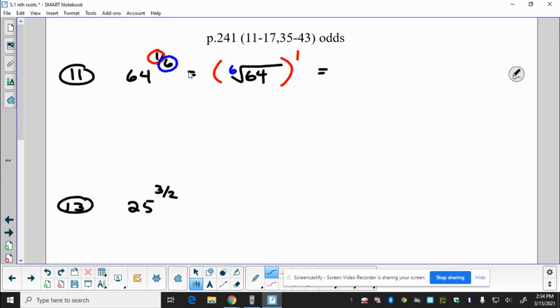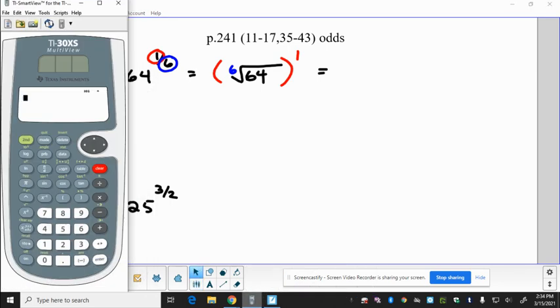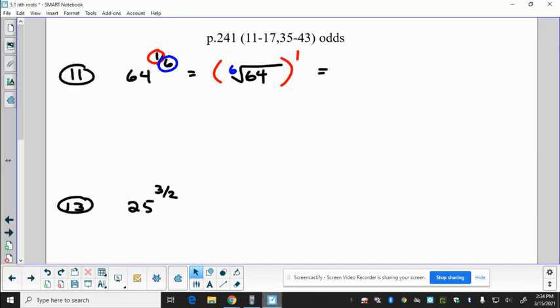All right, everybody, so the 6th root of 64. Do you know what that is off the top of your head? Let's check it out. 6th root. It's probably 2 of 64. Yep, it's 2. So this is going to be 2 to the first power, which is just 2.